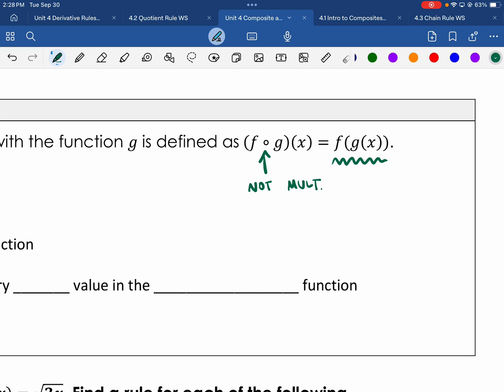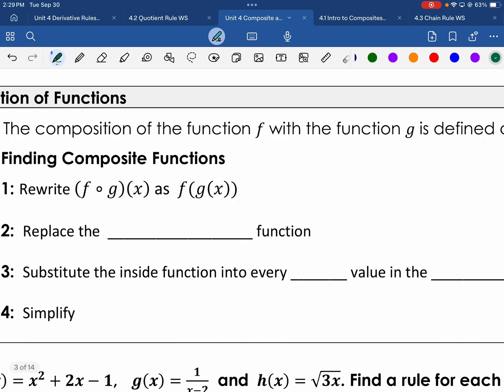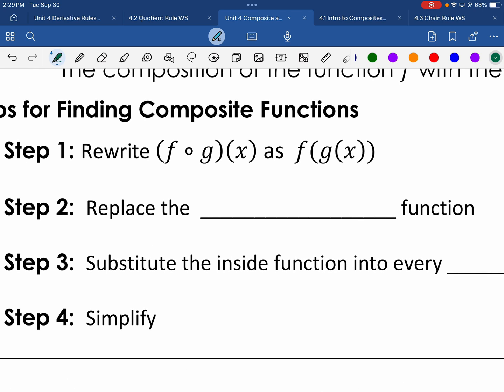All right, so this little open circle is another way of writing this notation right here. So let's look at our steps. All right, step 1 is to rewrite. So I don't like the open circle. All right, it's kind of confusing. So I want to rewrite this guy as this notation.